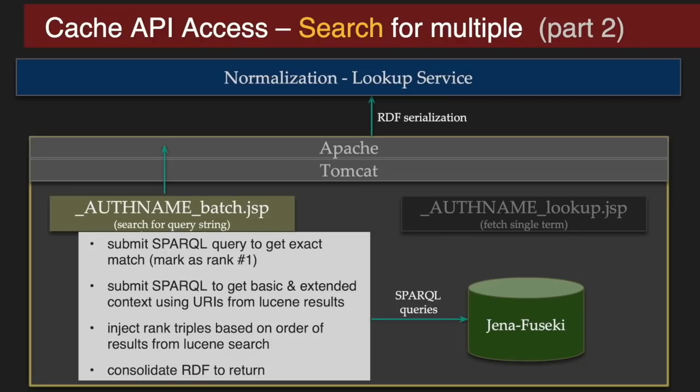The system then makes an additional search of the triple store using SPARQL to look for an exact match to the search query and marking that as rank number one. From the list of the URIs gathered as a result of the Lucene search, a second SPARQL query is submitted to get basic and extended context from the triple store. A linked data graph is constructed from the Lucene search results and the results of the context SPARQL query. A rank predicate is injected for each result based on the Lucene ranking.